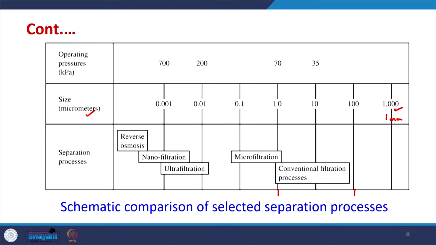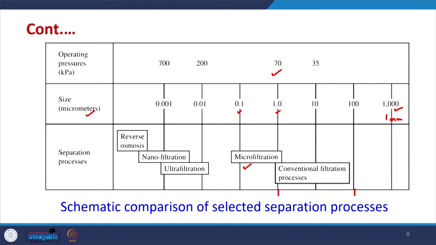Now, if the size range is below that and we want to remove much smaller size particles, suspended particles also, we can use microfiltration. Microfiltration will work in the range of 0.1 to 1 micrometer. For using microfiltration, we use a pressure range of like 70 kilopascal. Okay, so 70 to 100, this will be the range under which we will be operating the microfiltration unit.